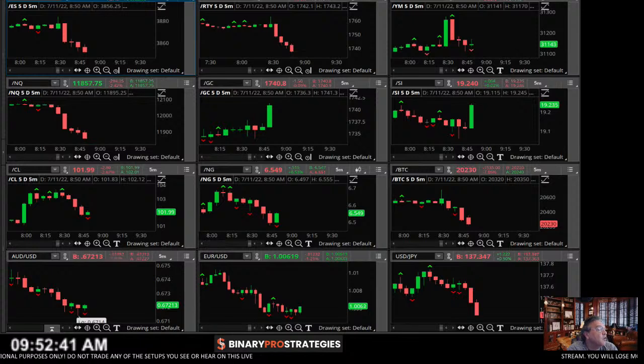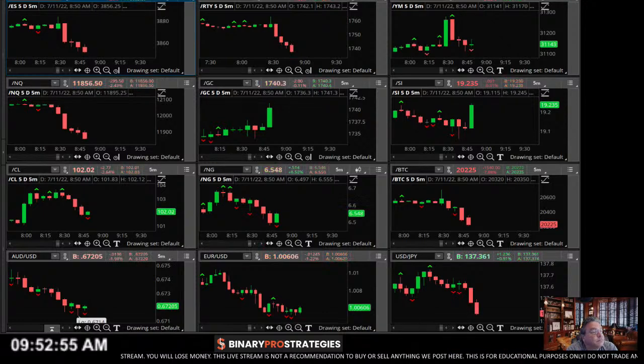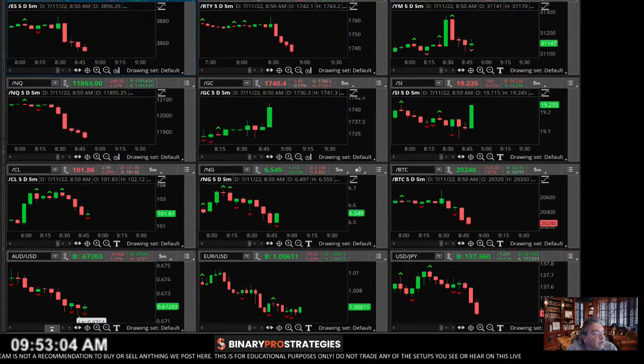Okay, just got a buy on the gold here. This is going to be for Einstein, so that's going to put us up to 1744. 1744 is going to be our profit target on gold. And if gold needs to reverse, 1732.